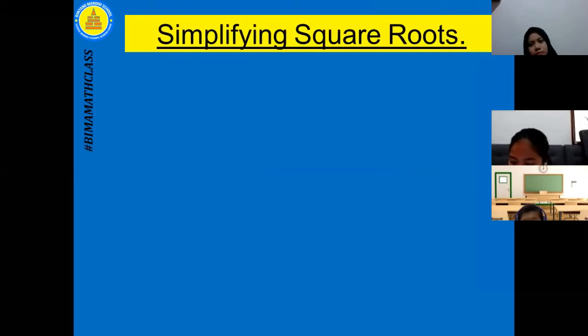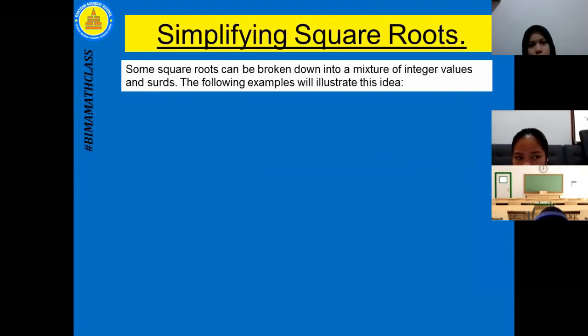Okay. Now with adding and subtracting Surds, that's very easy. Now what about simplifying square roots? Well, you already know this. Now let's read some about that. Let's read together. 3, 2, 1, go. Some square roots can be broken down into a mixture of integer values and Surds. The following examples illustrate this idea. Can someone translate that to me?